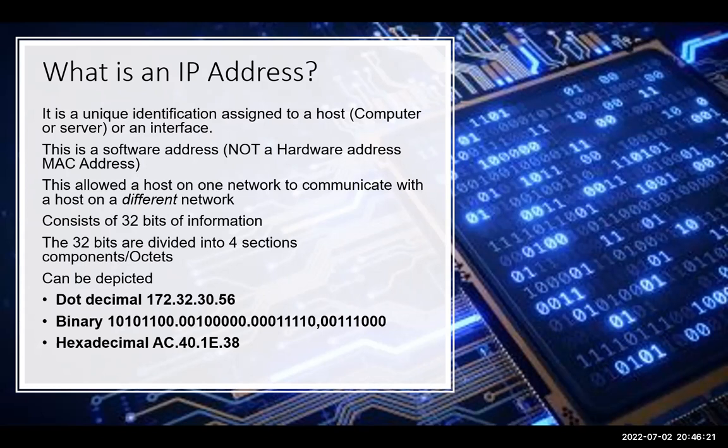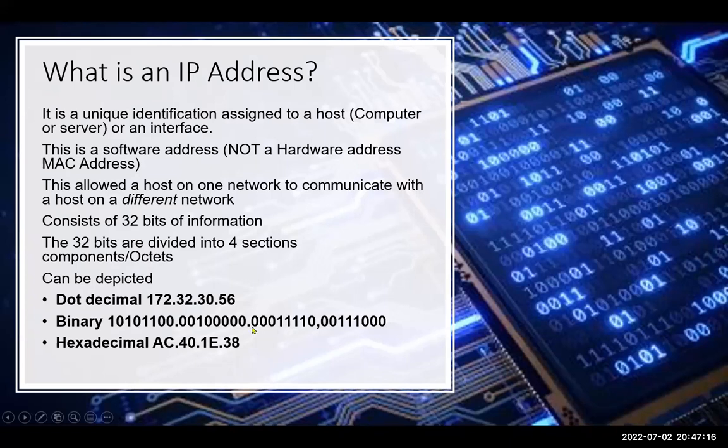Now, this is not attached to hardware. It is a software address, so it is attached to the software of the host. An IP address consists of 32 bits, and these 32 bits are divided into 4 sectors. You hear people talk about octets. Those are the different sectors. Each octet is 8 bits, so dividing 32 by 8, you have 4 different octets. Below here, we can see an example of a dot decimal IP address, 172.32.36. And below, we have a binary notation. This binary notation corresponds to this dot decimal.